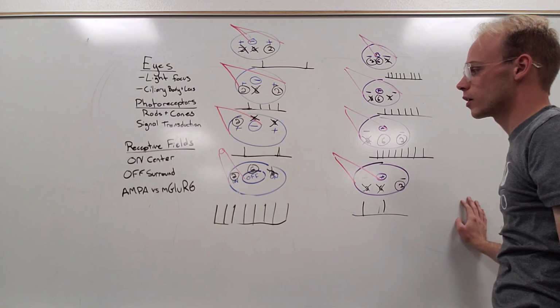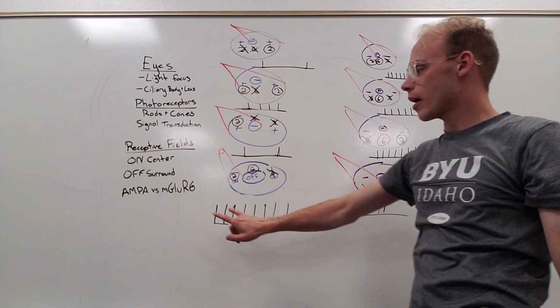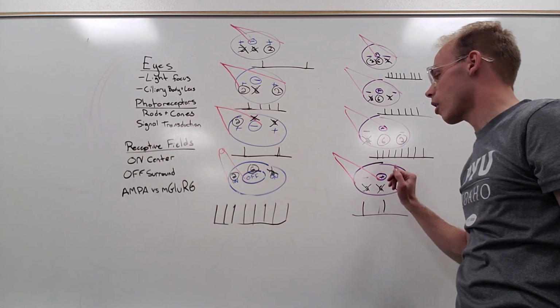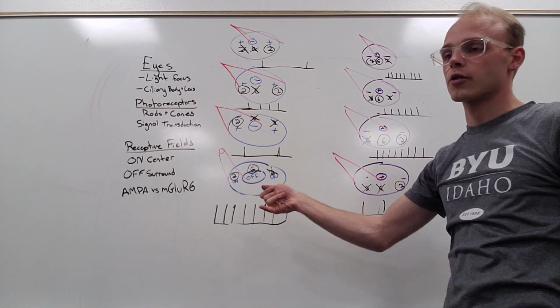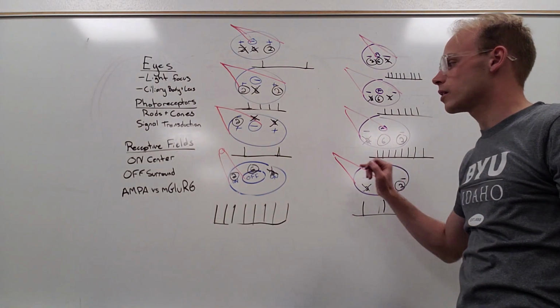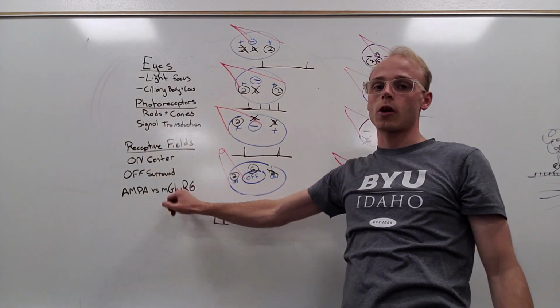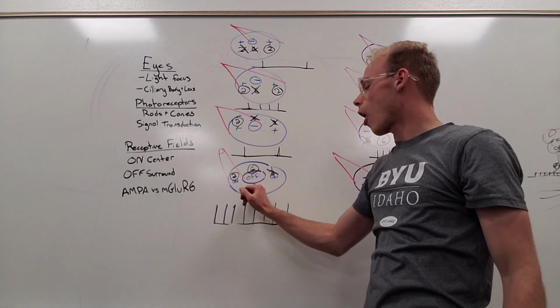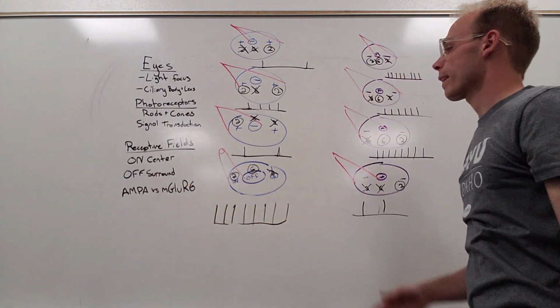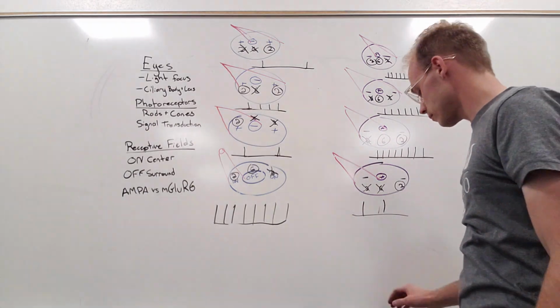And that's receptive fields. Your AMPA and mGluR are what determine whether or not it's an off center or an on center, and then vice versa for the surround. If it is an on center, that means you have an mGluR6 receptor on your bipolar cell. If it's an off center, that means you have an AMPA receptor on your bipolar cell. And that's light and eyes.